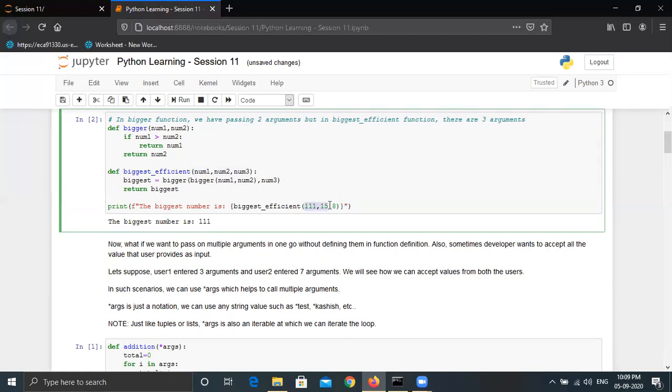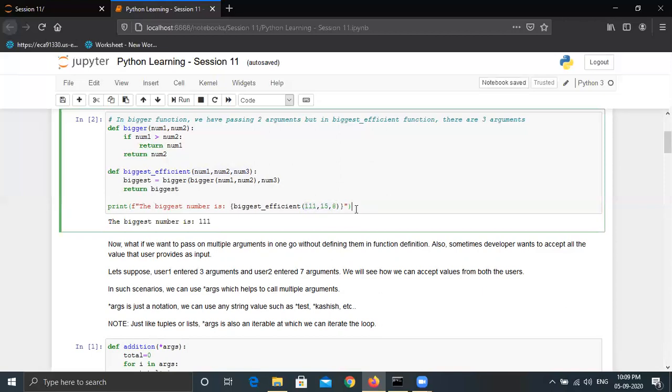If we pass four values, it will give me an error. If we pass two values, it will also give me an error. So the value should be equal to the number of arguments. But as in the scenario I explained, now we want that we will not define how many arguments you can provide. We will just provide one argument, and the user can pass multiple values for it.